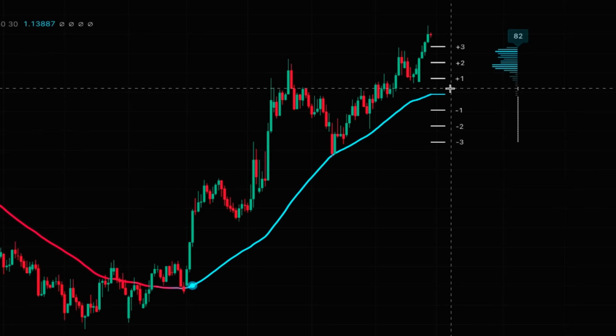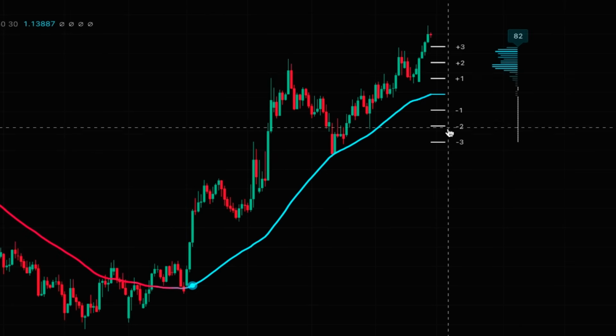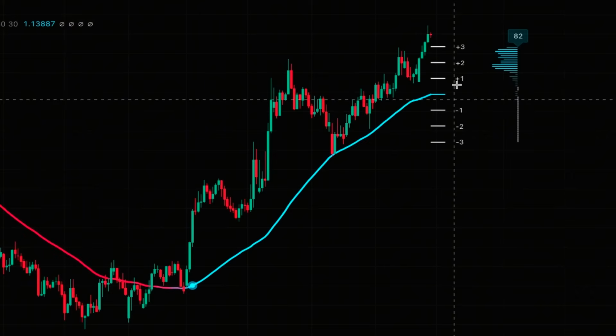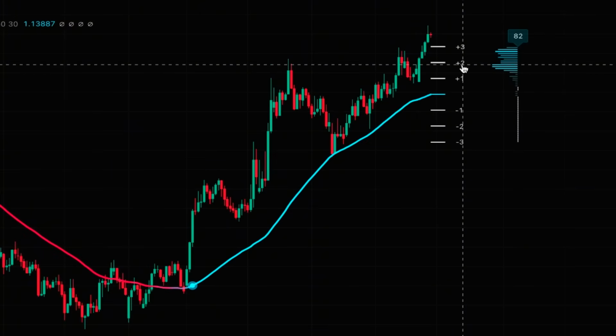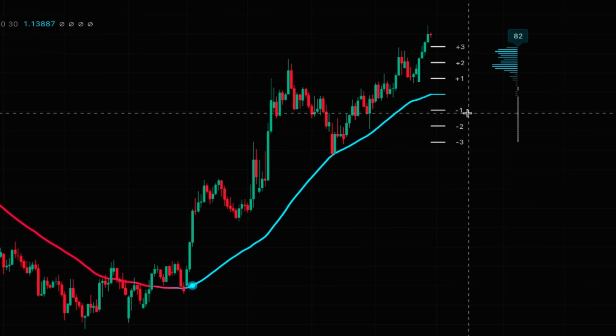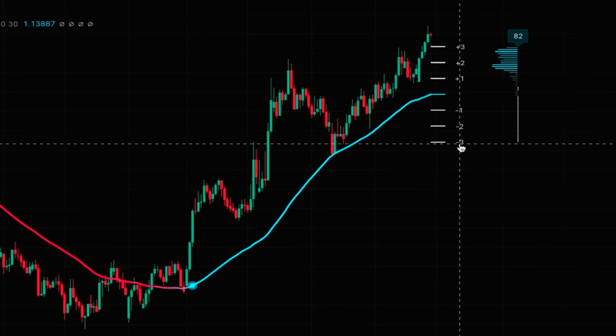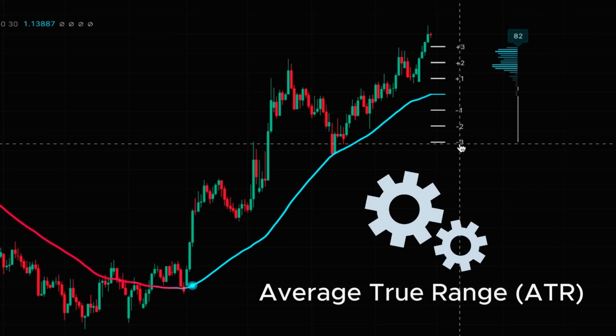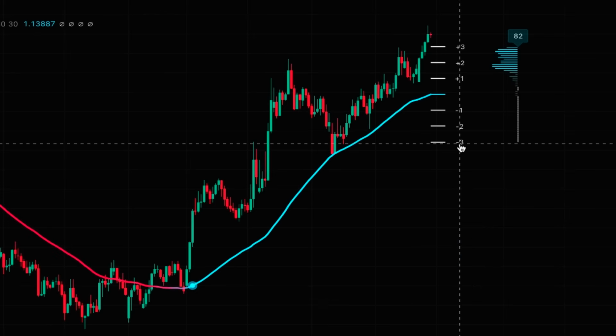As you can see, we have standard deviation zones above and below the simple moving average line. 1 standard deviation, 2 standard deviation, 3 standard deviation above the moving average line, and 1 standard deviation, 2 standard deviation, and 3 standard deviation below the moving average line. And they are calculated using ATR, average true range. So the volatility of the market is also considered. So these levels are dynamically adapted to the current volatility of the market.